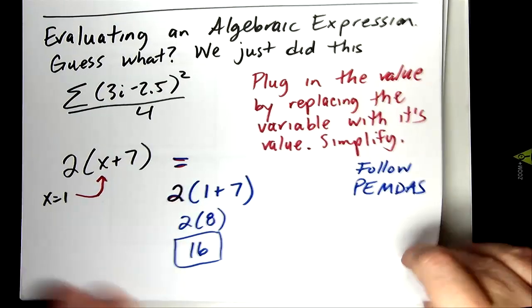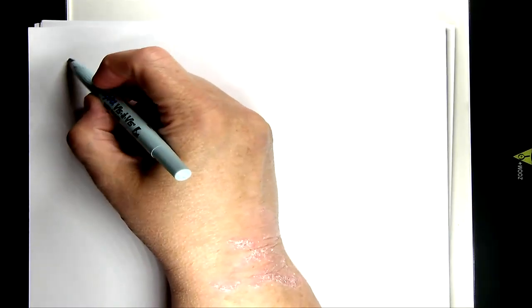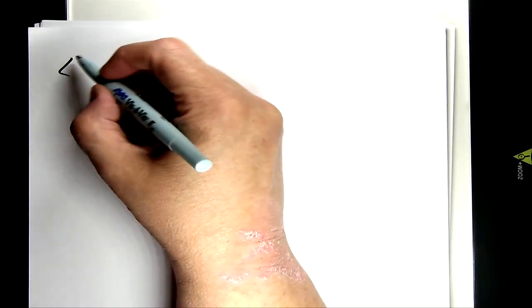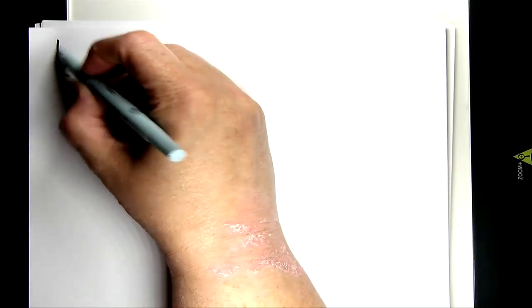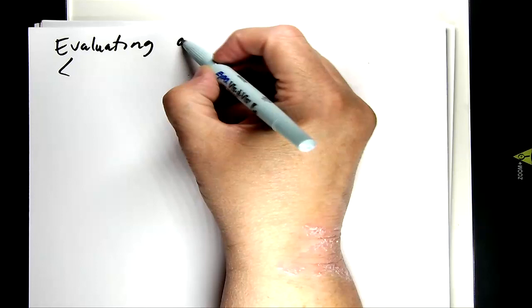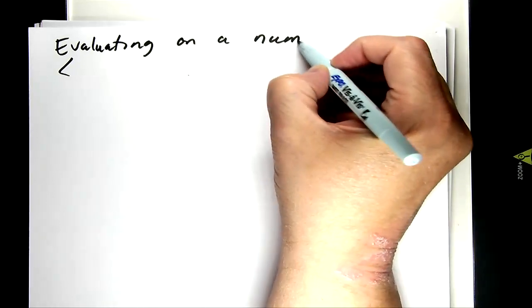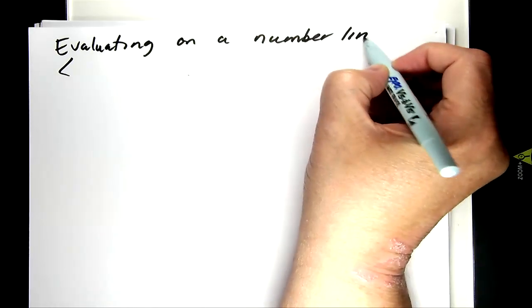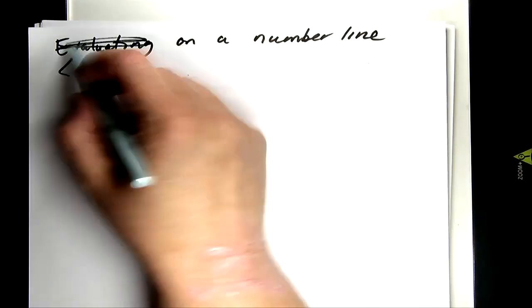All right, next topic in this area. We're doing a lot of stuff with variables still. When we have, like, evaluating on a number line. I don't know that the word evaluate is the right word, maybe finding on a number line.